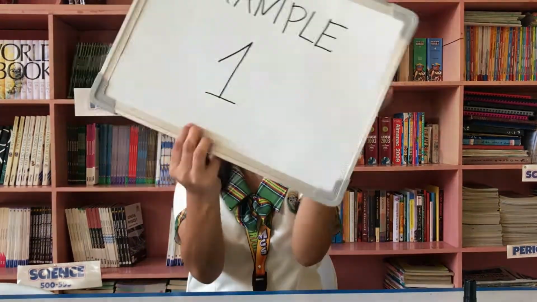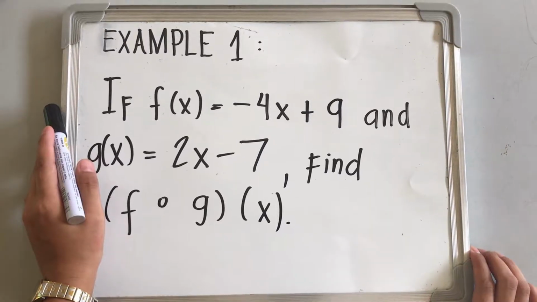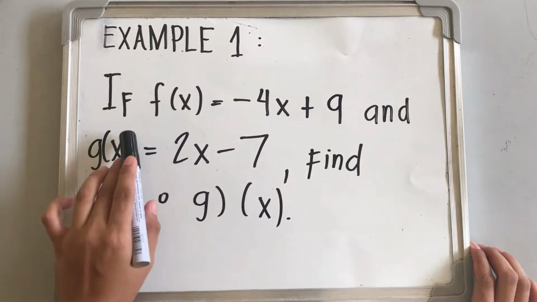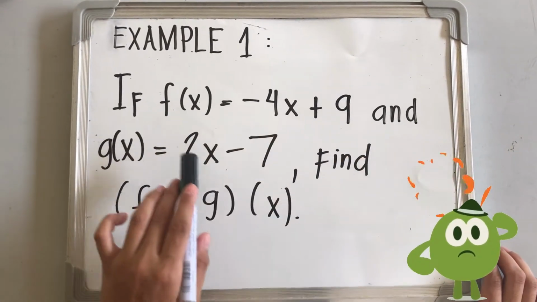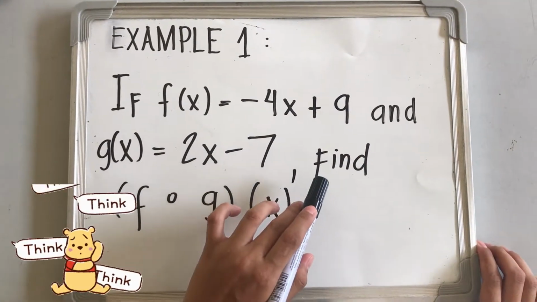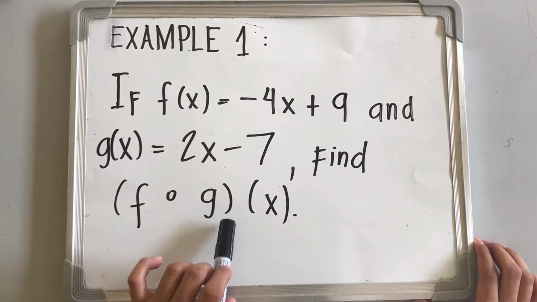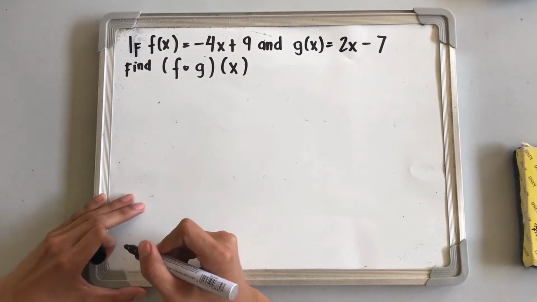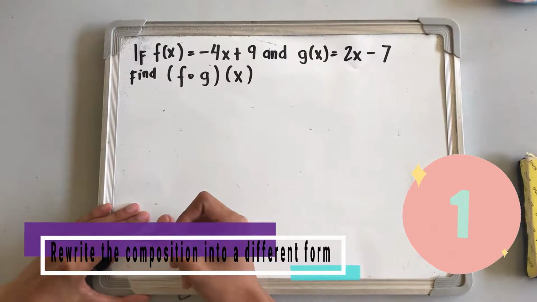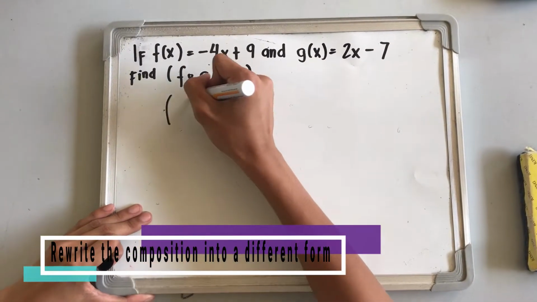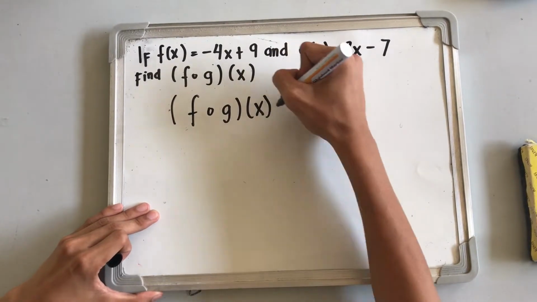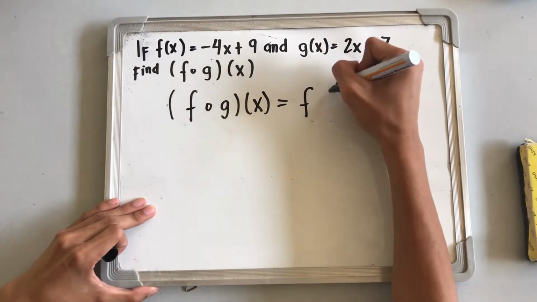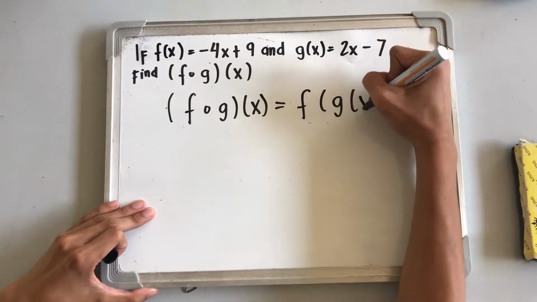So, let's proceed to example number 1. If f(x) is equal to negative 4x plus 9 and g(x) is 2x minus 7, find f composed of g of x. First, we will rewrite the composition in a different form, from (f ∘ g)(x) to f(g(x)).